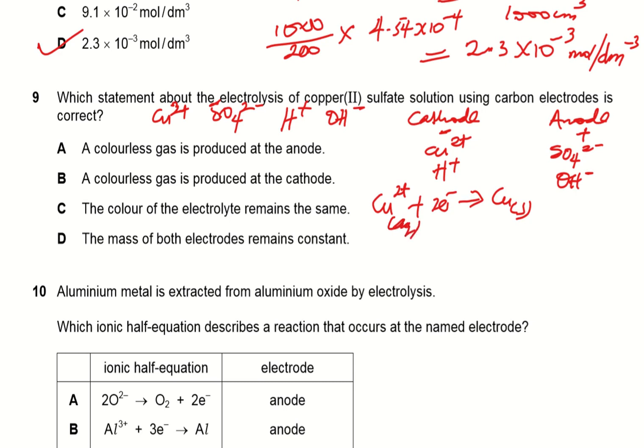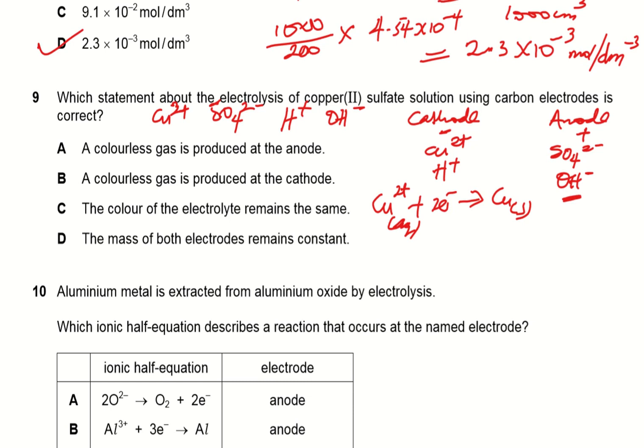Now also, copper metal will stick to the cathode electrode. Definitely the mass of the cathode electrode would increase. On the anode side, that's the positive electrode, we have sulfate and hydroxide ions migrating there. The hydroxide ion is lower in the reactivity series than the sulfate ion, so the hydroxide ion will be discharged in preference to the sulfate ion.